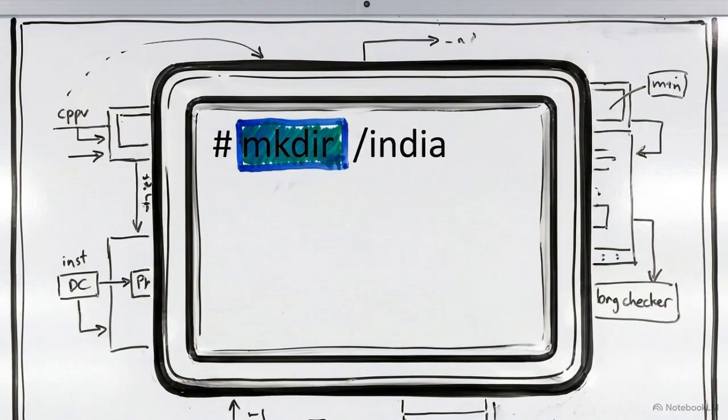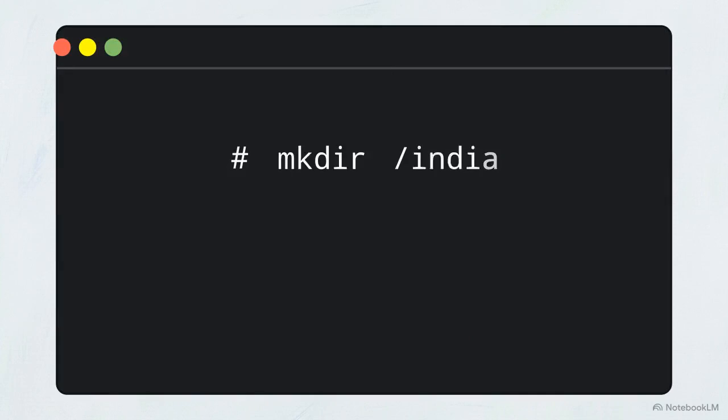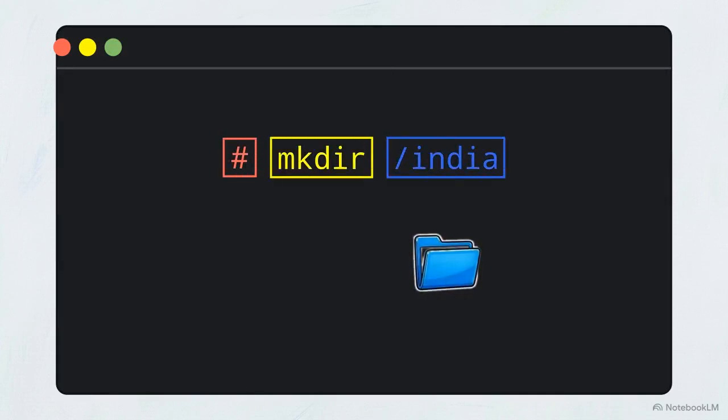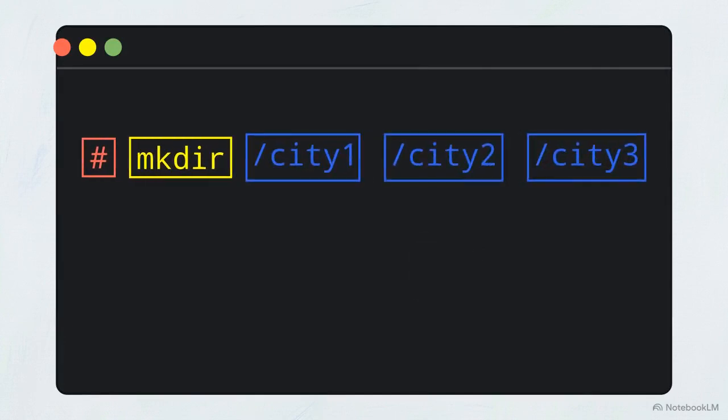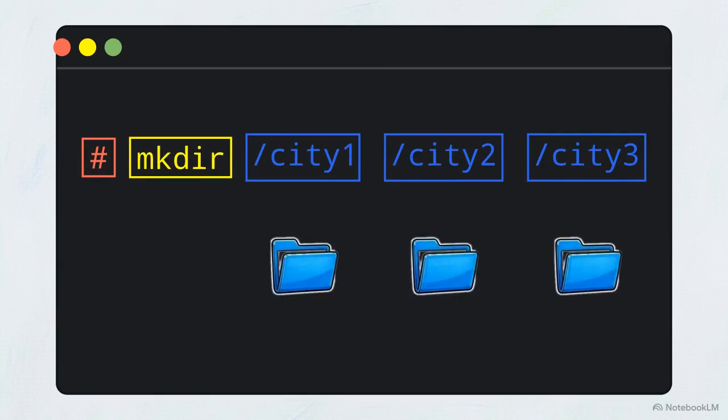This diagram shows the anatomy of your first command. Typing #mkdir /India calls the make directory command as root, creating a folder at the system base. Spacing out multiple targets, like City1, City2, and City3, generates multiple side-by-side directories in a single execution.